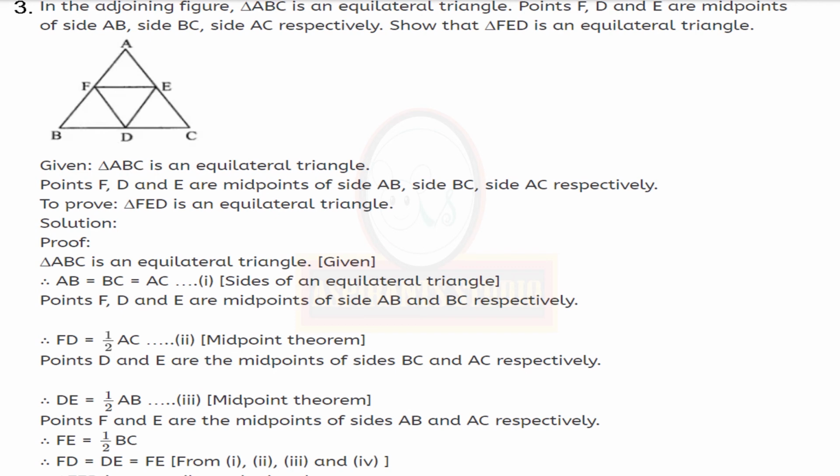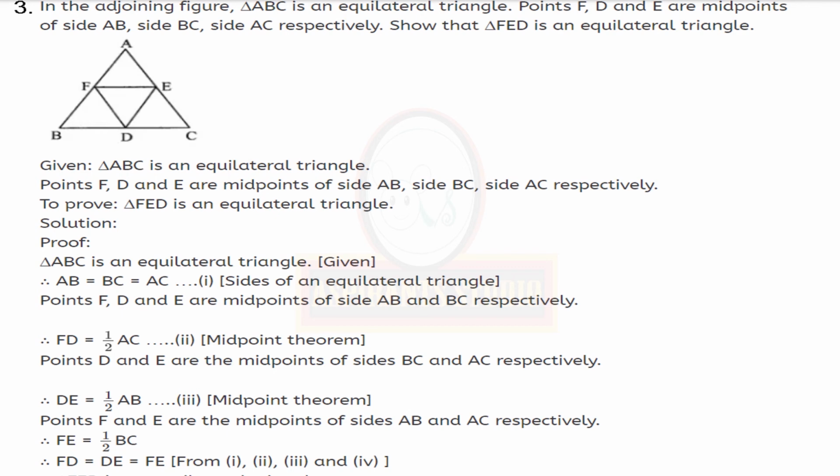Points F, D and E are midpoints of sides AB, BC and AC respectively. So in triangle ABC we have FD is equal to half of AC. Take it to be the second equation. This is by midpoint theorem. Similarly, you can apply the midpoint theorem once again for points D and E which are midpoints of sides BC and AC respectively. Therefore, DE will become equal to half of the third side which is AB. Take it to be the third equation.